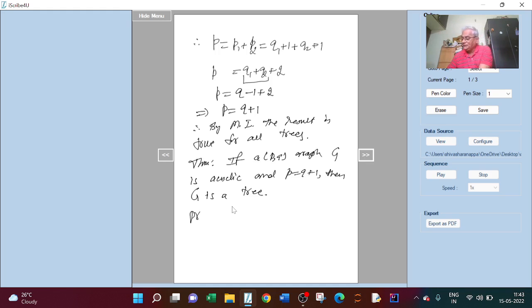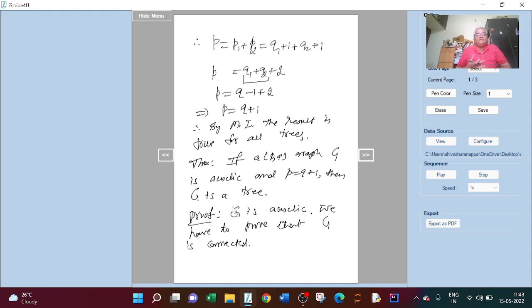To prove this, G is acyclic. This is given. So we just have to prove that G is connected. If you prove that G is connected, then we can say that G is a tree. And this thing is given here, that is P equal to Q plus 1 is given. So using this, we try to prove that G is connected.